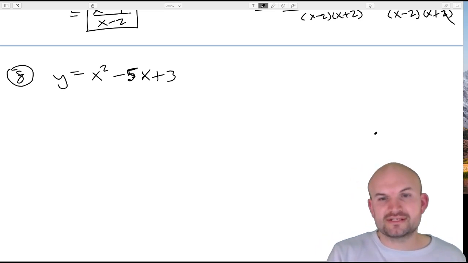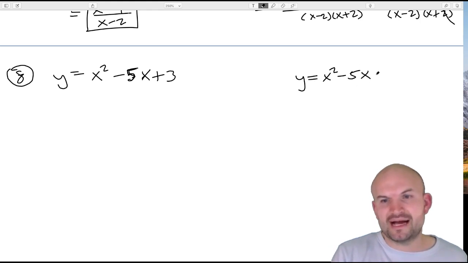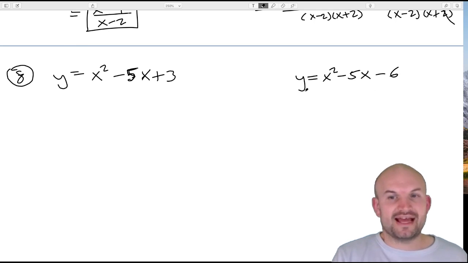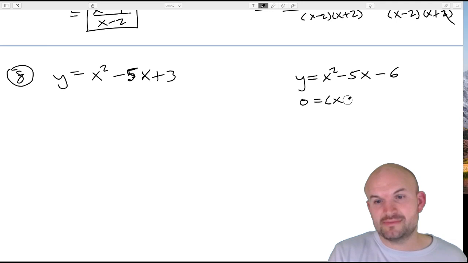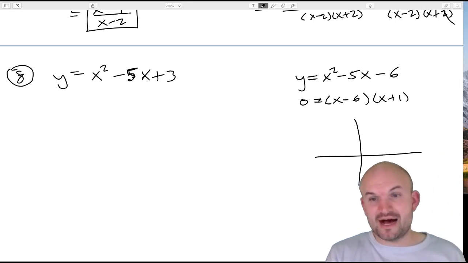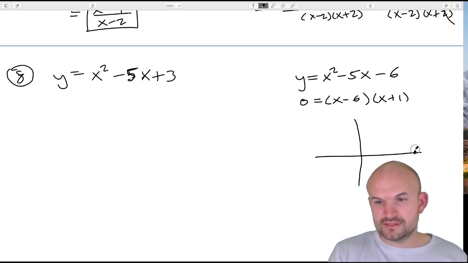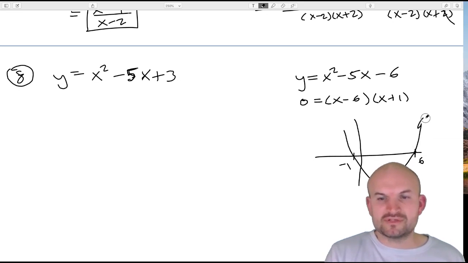If I had y equals x squared minus 5x minus 6, and I had to graph this equation, I would just factor it. I'd say x minus 6 times x plus 1. The graph is going to open up because the x squared is positive. So I'd say here's 6, negative 1. So the graph's going to look something like that.